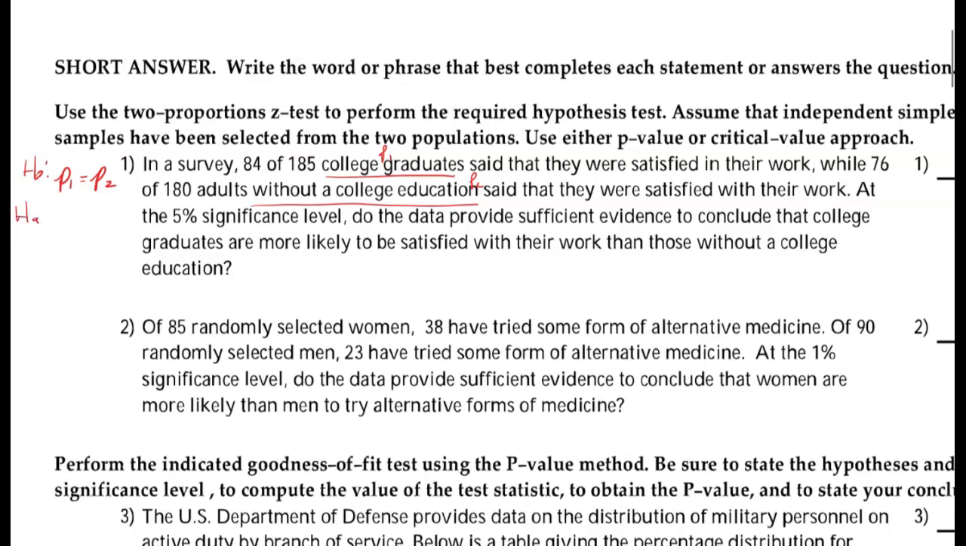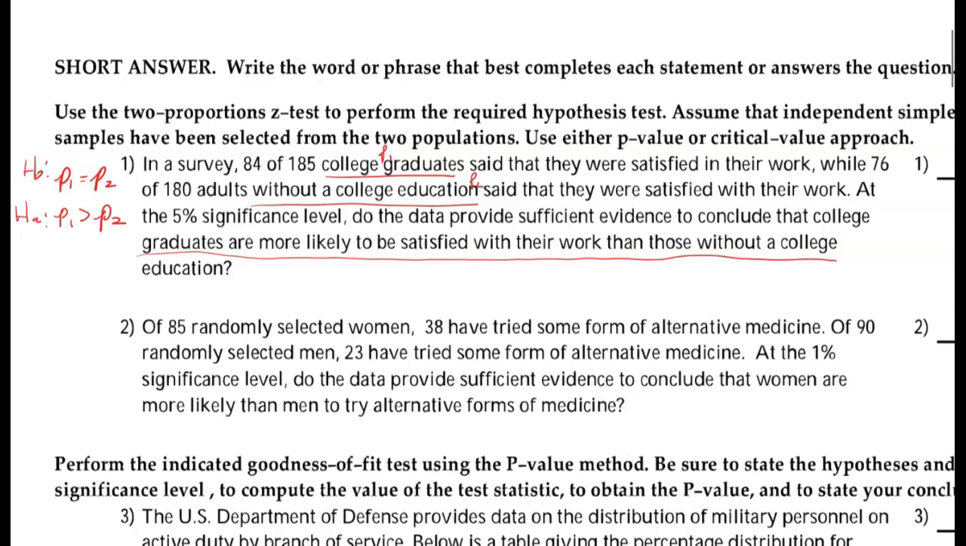Now, for our alternative, we have to now read that question. Just to conclude that college graduates are more likely satisfied than those without. So that means our proportion for the college graduates, which is our P1, is going to be greater than P2. You need to read this carefully. Don't just assume the word more likely means you have to put a greater than sign. You got to determine what did you define as P1, what did you define as P2. So in this case, P1 is greater than P2.